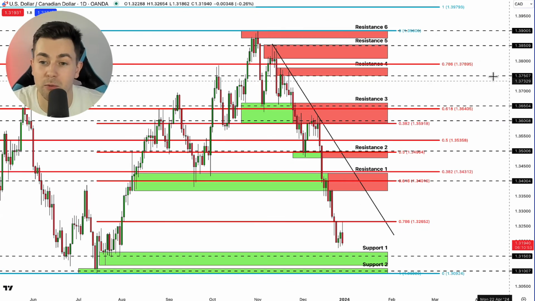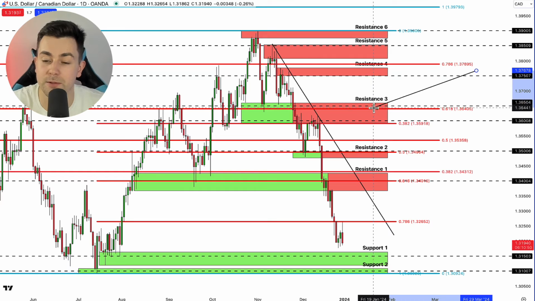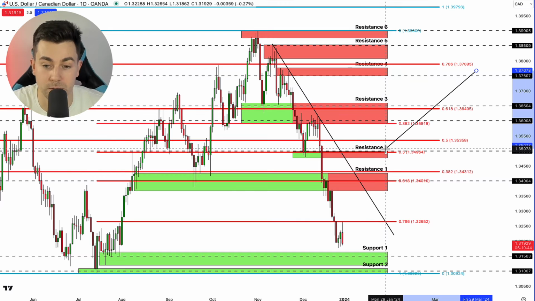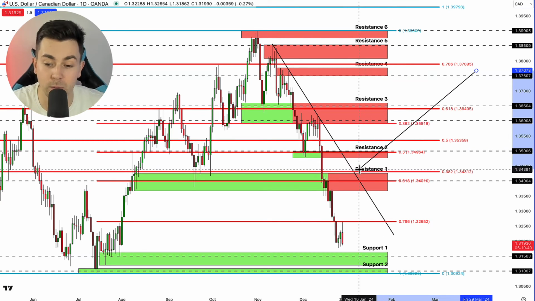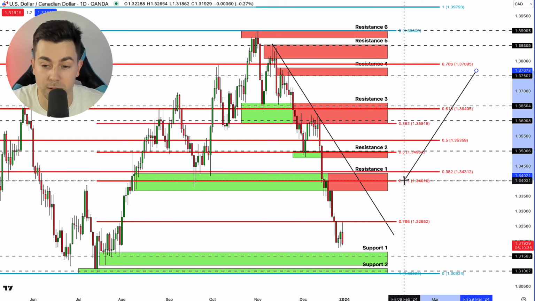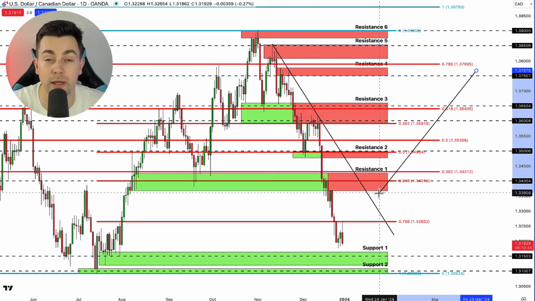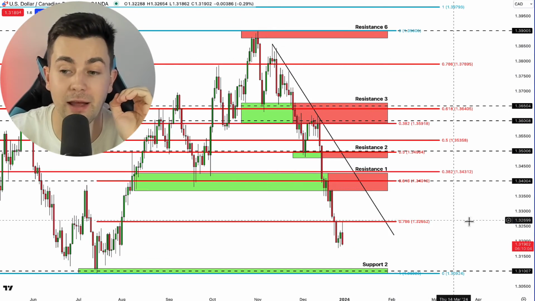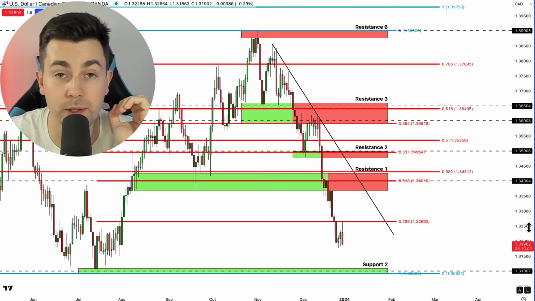We will also keep the resistance 3, because the resistance 3 matches with 618 retracement and 382 retracement. We will also keep resistance 2, because it matches with 05 retracement. And we will keep, of course, the resistance 1, because it matches with 618 retracement and the falling trend line. So here is our updated chart, and you can see that a lot of structures are already removed.